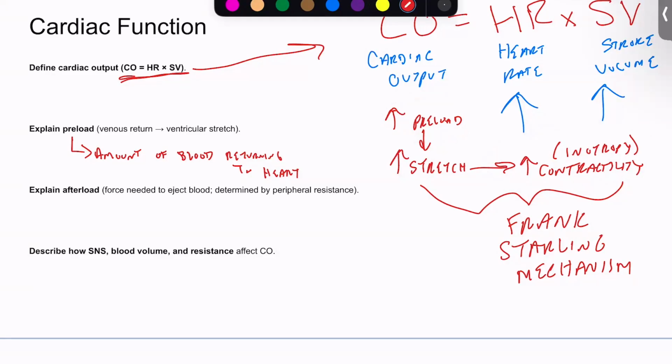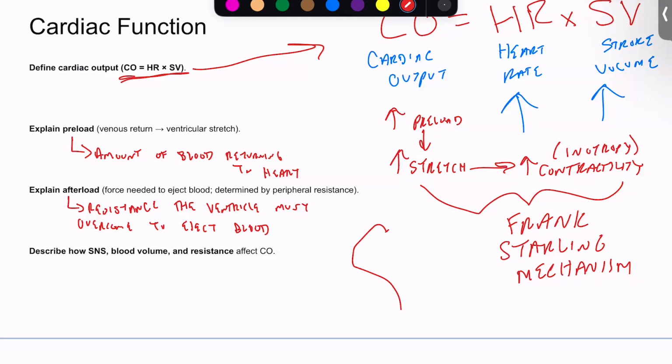Okay, now explain afterload. So afterload is the resistance the ventricle must overcome to eject blood. So we have our heart right here. We've got our aorta. So our ventricle wants to pump blood this way, obviously, right, to our aorta.